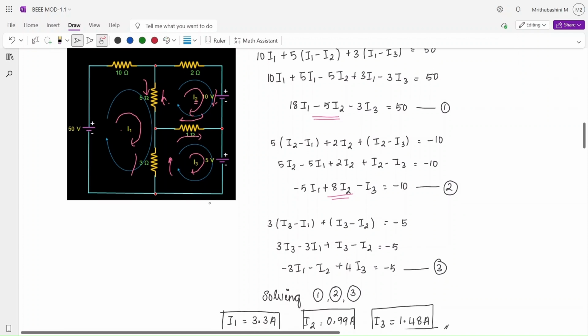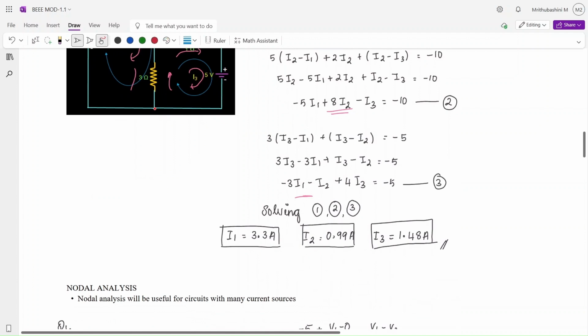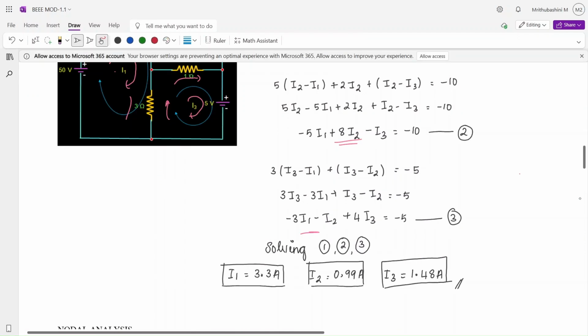Next, we are taking the third mesh. How will you write it? 3 into (I3 minus I1), and in a similar way, 1 into (I3 minus I2) plus 5 is equal to 0. If you solve this, you'll get three equations. Solve these three equations in the calculator and you'll get I1, I2 and I3. This is how. Now we are done with the mesh analysis.